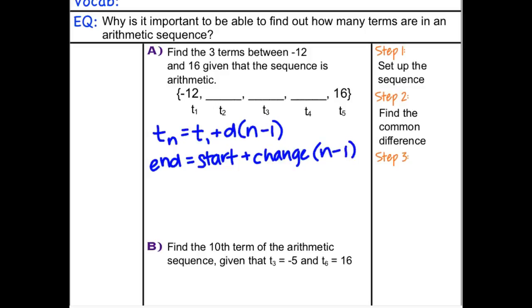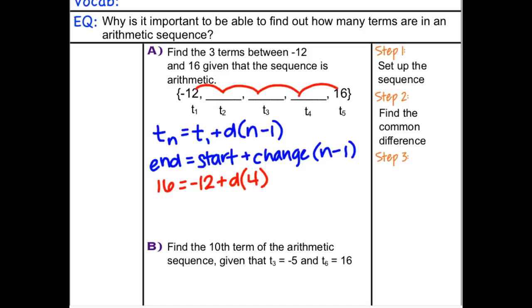And so when we look here, our end value is 16. Our starting value is -12. We don't know d, but we are looking at the n minus 1, which would be 5 minus 1, or 4. If you can't remember that, think how many times we are applying that common difference. Well, 1 time to get to term 2, twice to get to term 3, 3 times to get to term 4, and then 4 times to get to that term 5 of 16. So that means that our n minus 1 is 4.